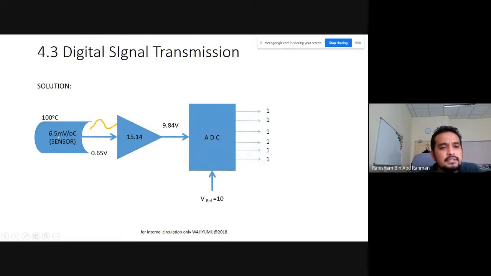We have the sensor. The resolution of the sensor is 6.5 millivolt per degree Celsius. And at 100 degrees Celsius, the output voltage will be 0.65. Why do we consider the maximum? Because we want to know the values of the ADC, analog digital converter, at the maximum, so that we can calculate the input for the ADC, and then with this we should be able to calculate the gain. So this is the circuit representation for us to convert analog to digital.